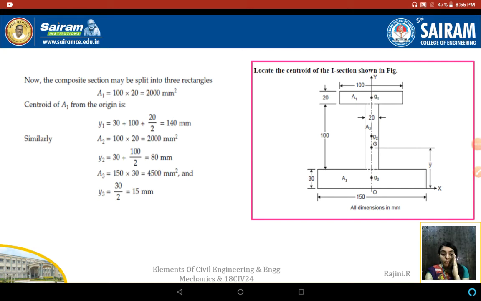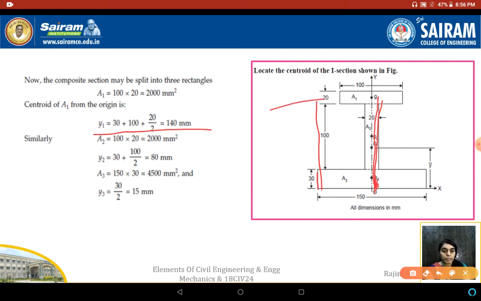Before finding y1, y2, y3, first give a reference line, x-axis and y-axis. Here you can see I have marked the x-axis here and I have taken the y-axis in the middle part. This one is y1, so you need to calculate from the base till the middle of that particular area. From here to here it is 30. 30 plus 100 is 130, and half of 20, that is 20 divided by 2, so in total you will get 140 mm.